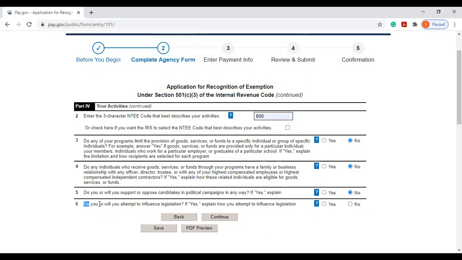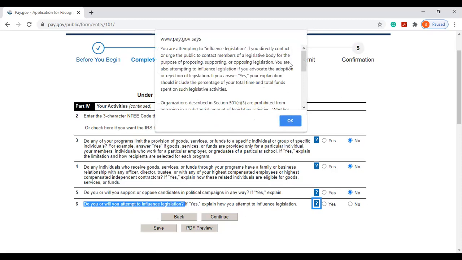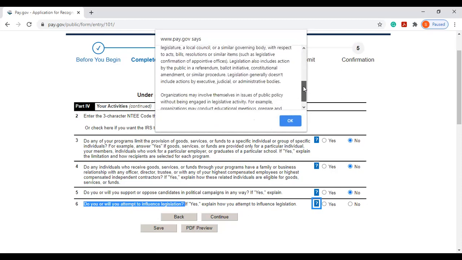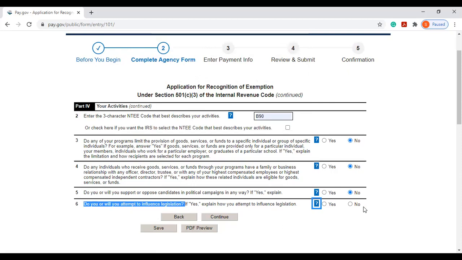Do you or will you attempt to influence legislation? Who is you? Who are you, excuse me. The you here again pertains to the organization, not you as a person. If you do, explain how you attempt to influence legislation. If you're not sure, always click on the question mark and read more information. But normally the answer is no. So now we've completed this section of part 4. And I'm going to click on continue.